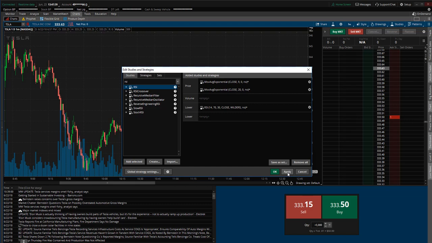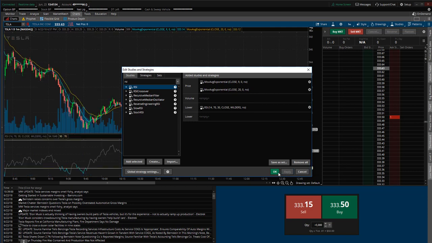So if you're adding RSI to your chart, you're just going to get into right here. Come over here, type in RSI, it will add up over here, and then you're going to go to apply, and then now OK.